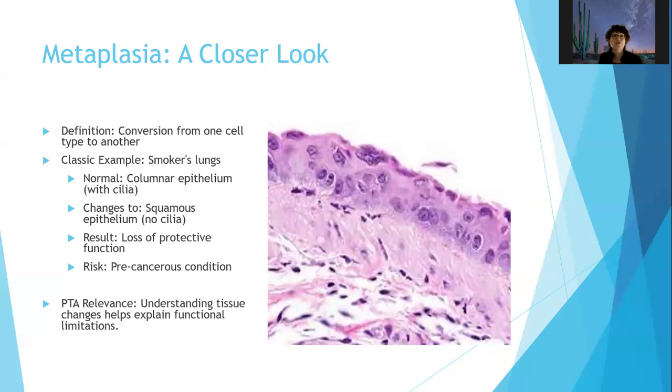So understanding tissue changes helps explain functional limitations. So this person who has changes in their tissues from smoking, they're going to have more difficulty breathing.